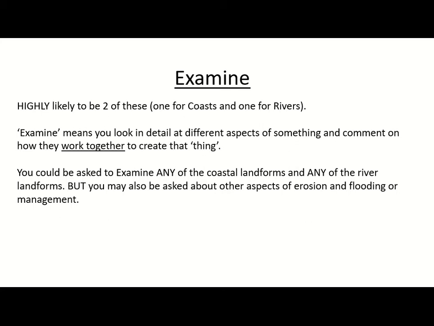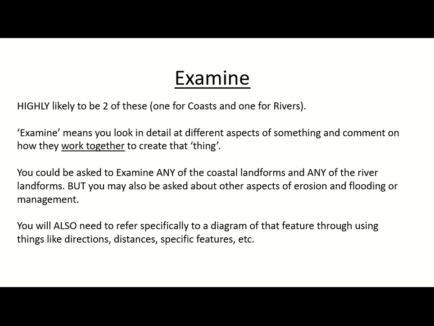And all of my input is going to focus on coasts and rivers type questions. Because it's an examine question, and I said this at the start, there will be a resource. You will need to specifically refer to a diagram or a map or a graph or a table in your answer. If you don't specifically and explicitly refer to it, then the examiner will think you haven't used it. So that means you need to give directions, grid references, distances, specific labelled features, for example.